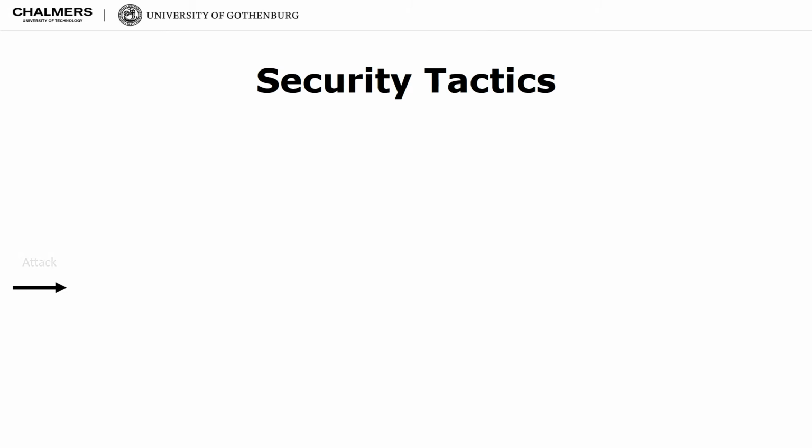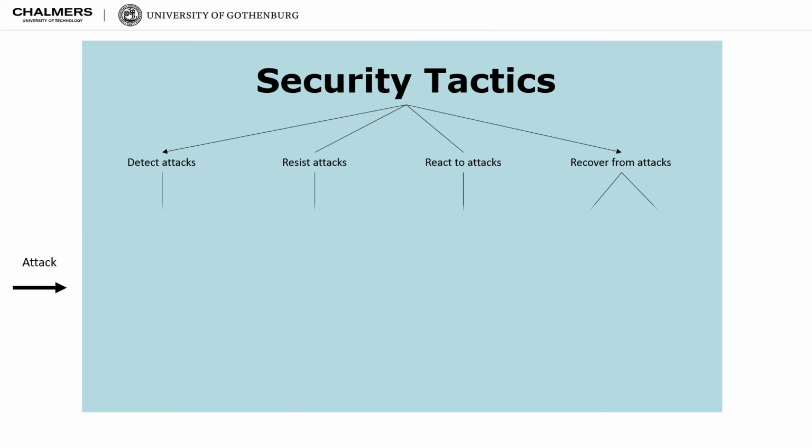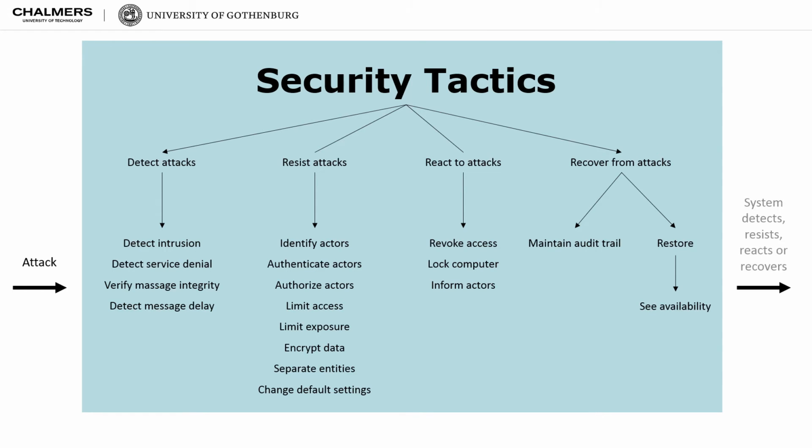In order to enhance security aspects of a system, an architect is equipped with a rich set of security tactics to select from and realize in the architectural design at hand. Four major categories of security tactics can be identified.